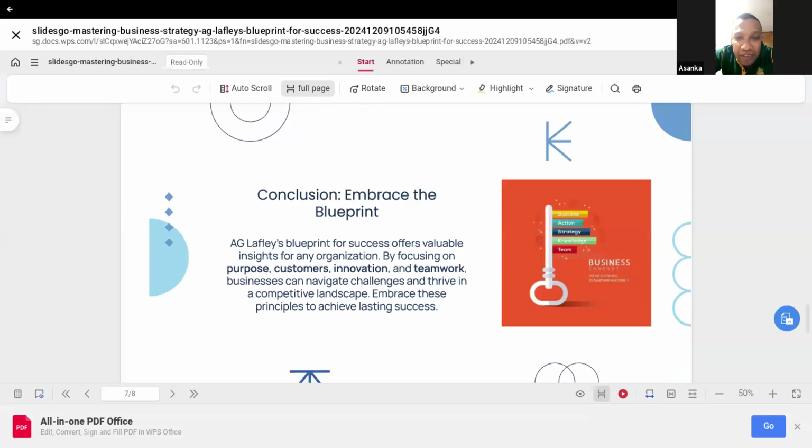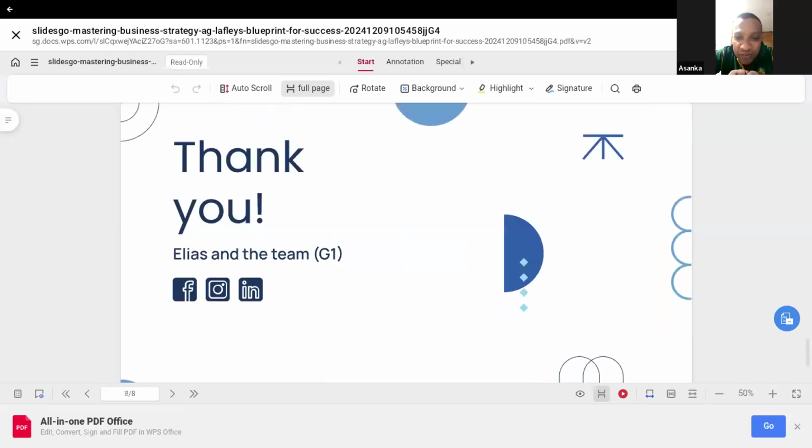And in conclusion, we always think about how we should embrace the blueprint. We have to stick to a certain framework or a plan, what we call a strategic plan, in which we have the purpose and its customers and innovation and the teamwork. So if we are sticking to all these 4 pillars, what you call purpose, customer, innovation, and teamwork, an organization can definitely improve. Thank you.